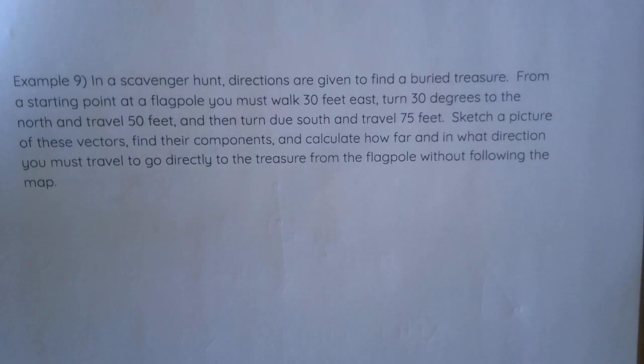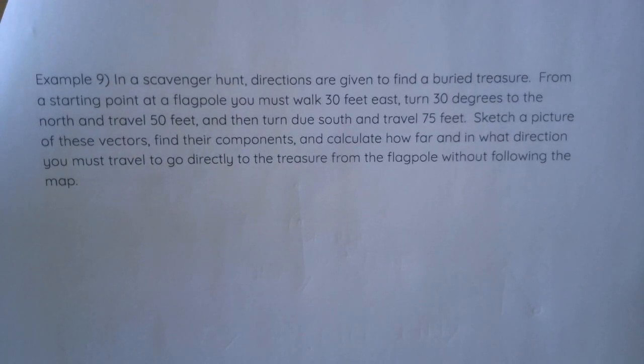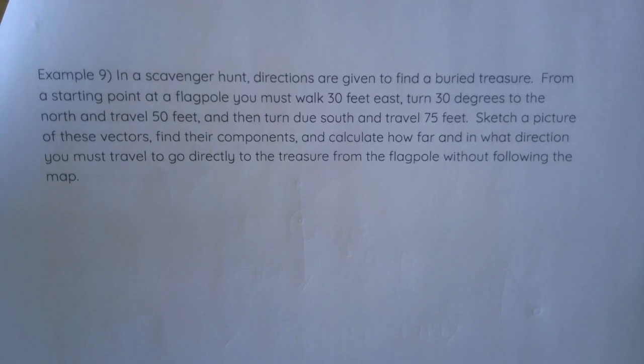In a scavenger hunt, directions are given to find a buried treasure. From a starting point at a flagpole, you must walk 30 feet east, turn 30 degrees to the north, and travel 50 feet. And then turn due south and travel 75 feet. Sketch a picture of these vectors, find their components, and calculate how far and in what direction you must travel if instead you want to go directly to the treasure instead of following the map.